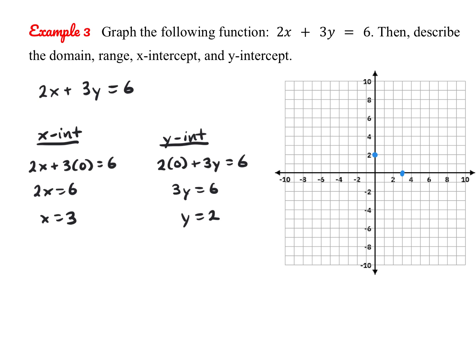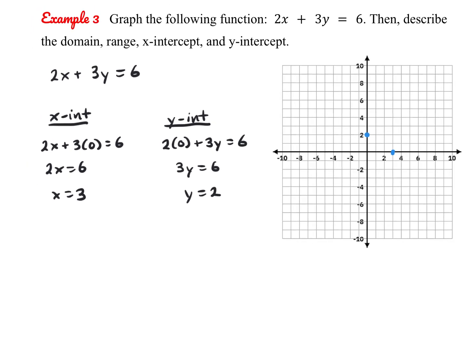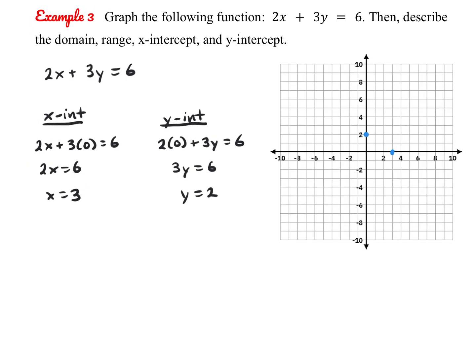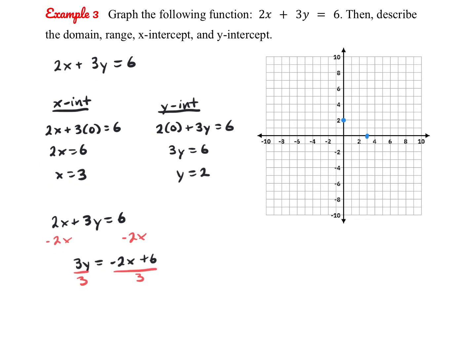Or if I want to do this maybe a little more accurately and get some additional coordinates, I could take my equation and rewrite it in that slope-intercept form. So I could start by subtracting 2x from both sides. So we get 3y equals negative 2x plus 6. And then I can divide both sides by 3. Make sure you're dividing every term on both sides. So you get y equals negative 2 over 3x plus 2.